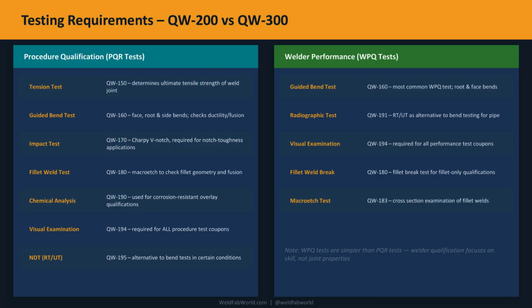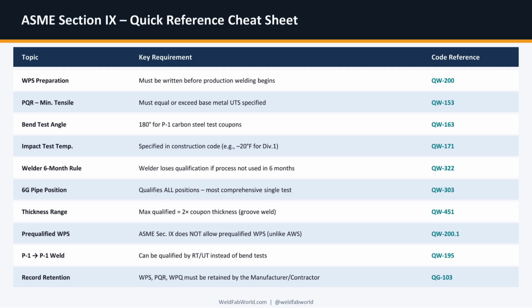Key difference: WPQ tests do not include tension tests. You don't measure ultimate tensile strength when qualifying a welder. That's procedure qualification only. This slide is your cheat sheet. Screenshot it or download the presentation from the description. Let me run through the key rows quickly.